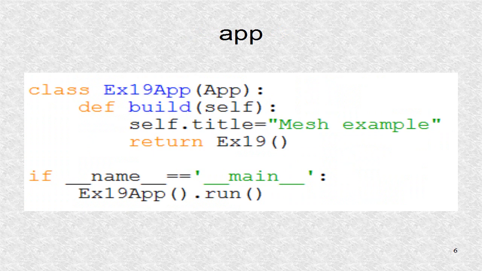6. The app class is very similar to the examples we studied before. The title of the window is set to Mesh Example.